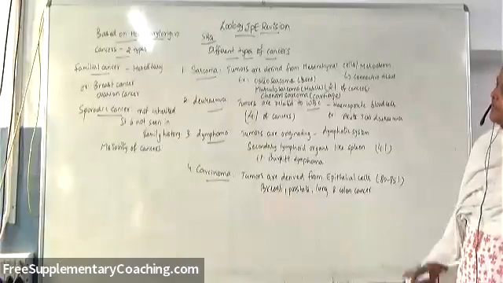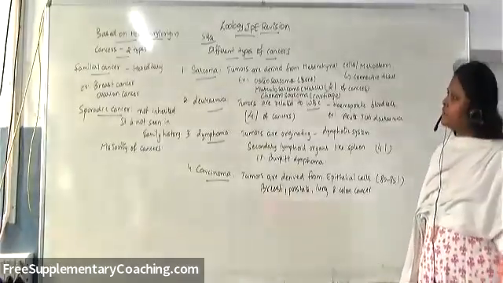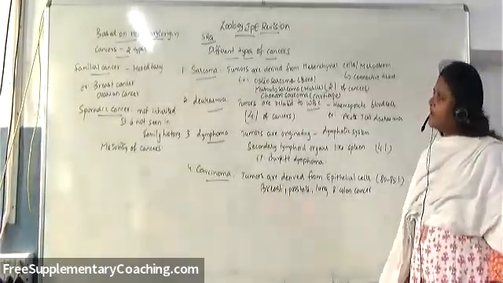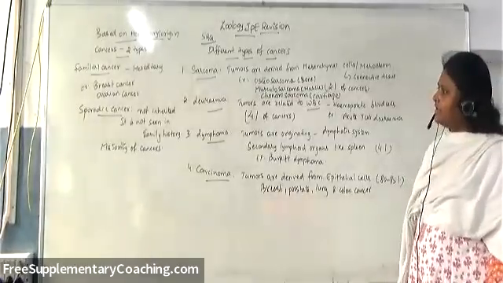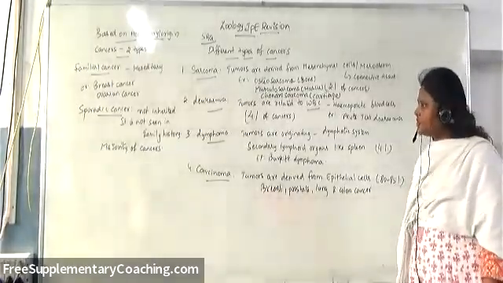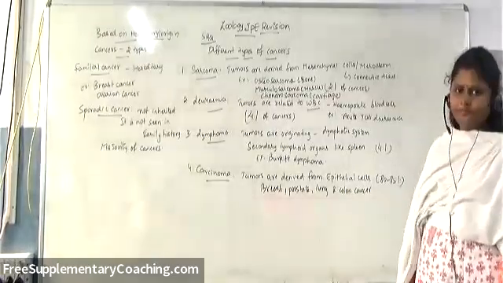And based on the family history or hereditary nature, there are two types of cancers. One is familial cancer, which is hereditary, and the other one is sporadic cancer, which is not inherited.